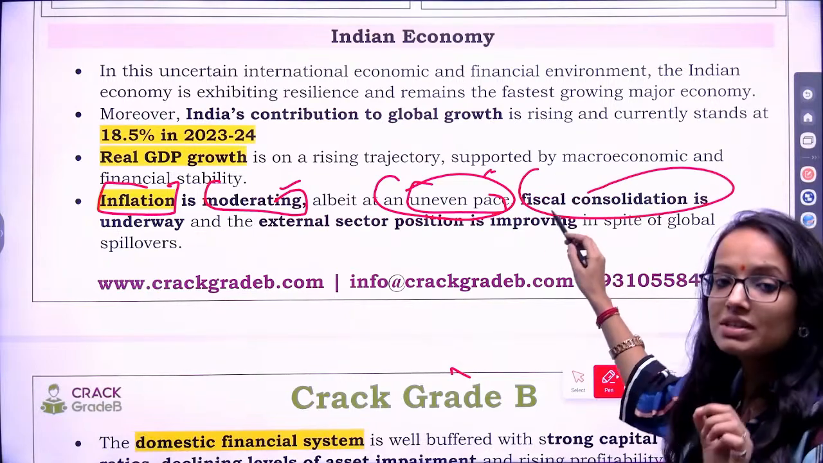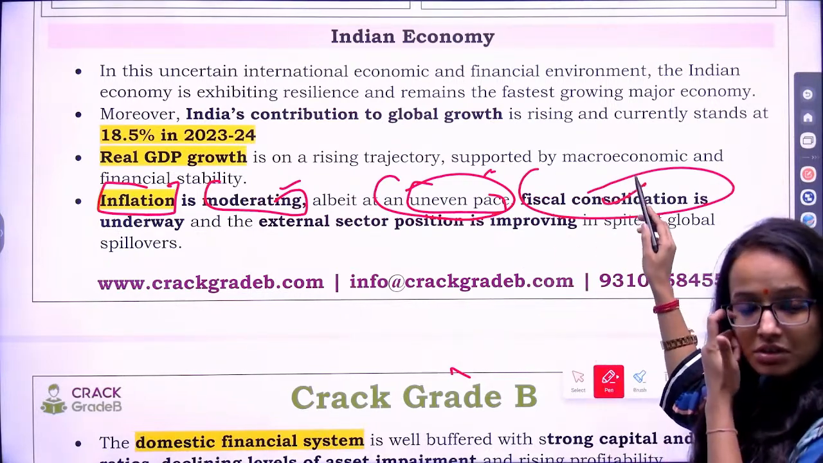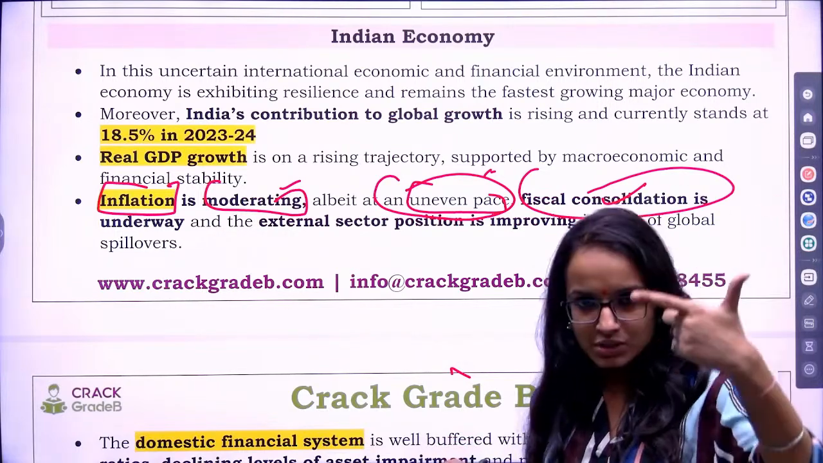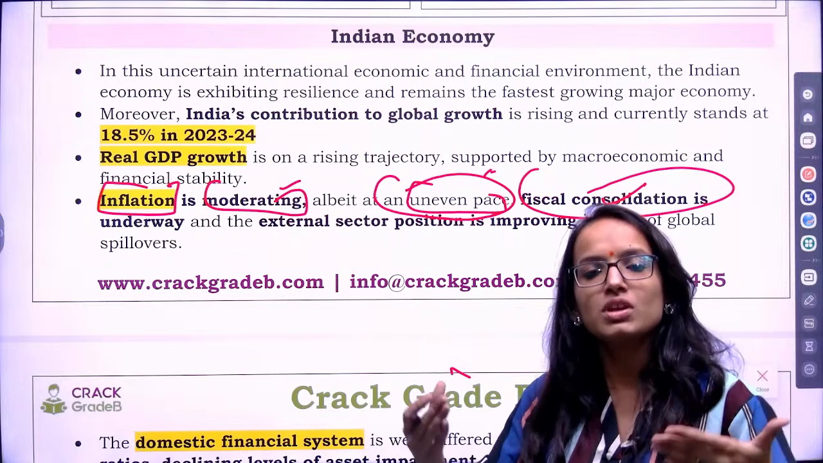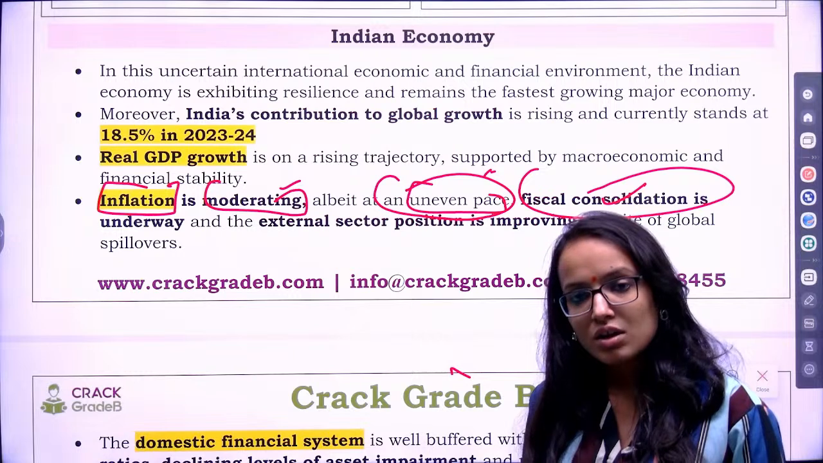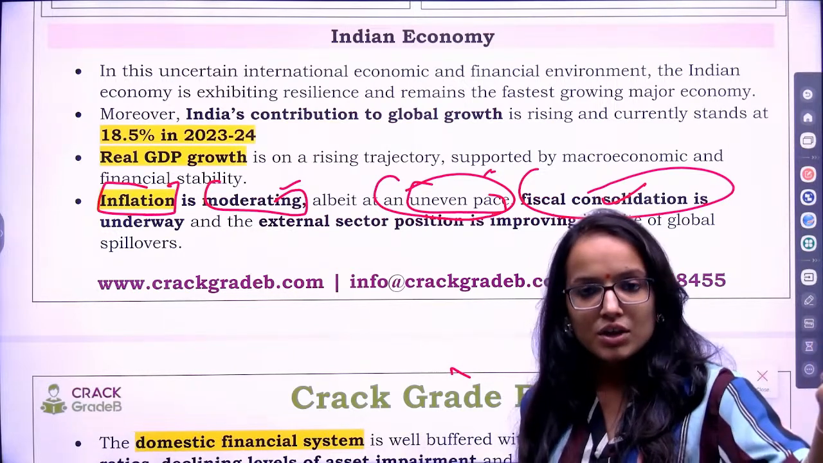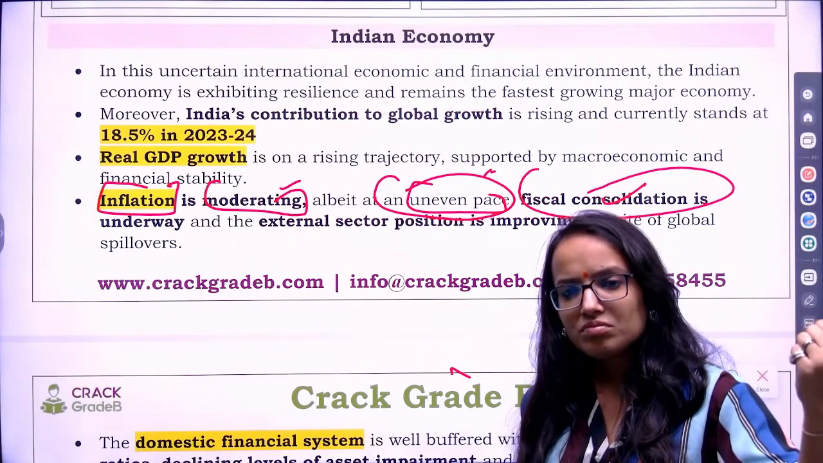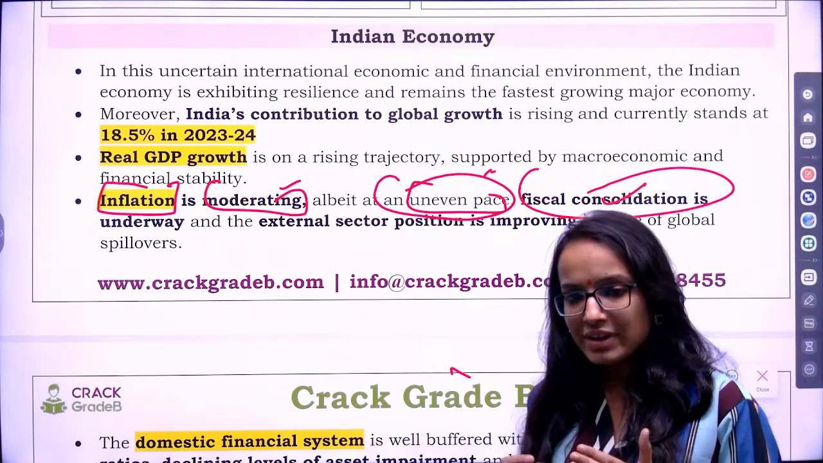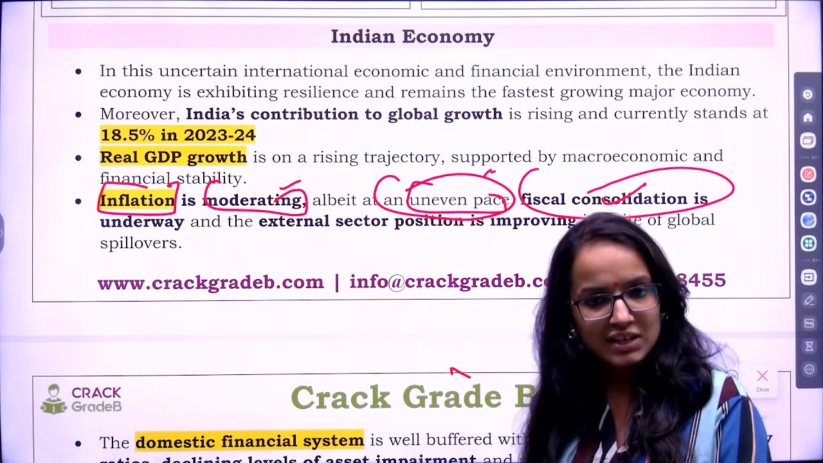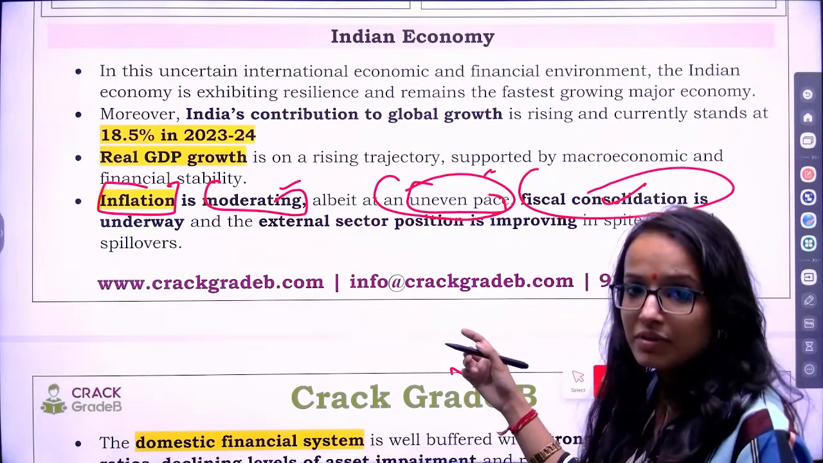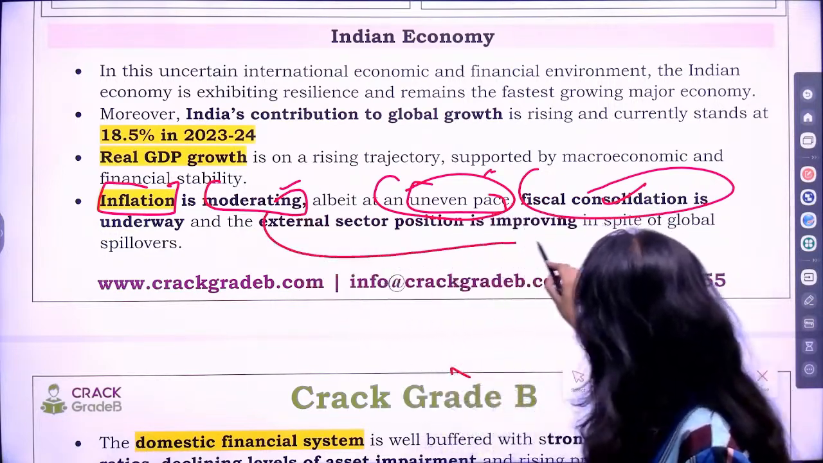Also, fiscal consolidation is underway. What is fiscal consolidation? We have discussed. Fiscal consolidation is when you have prudent fiscal policies. So the government tries to reduce the fiscal deficits and expand its revenue generating sources. So when you focus on generating more receipts, also cutting down or rationalizing your, say, unnecessary expenditure, right? Unnecessary subsidies. So when you try to reduce fiscal deficit and come closer to the fiscal deficit target set by FRBM, that is fiscal consolidation. These policies are underway, and external sector position is also improving.